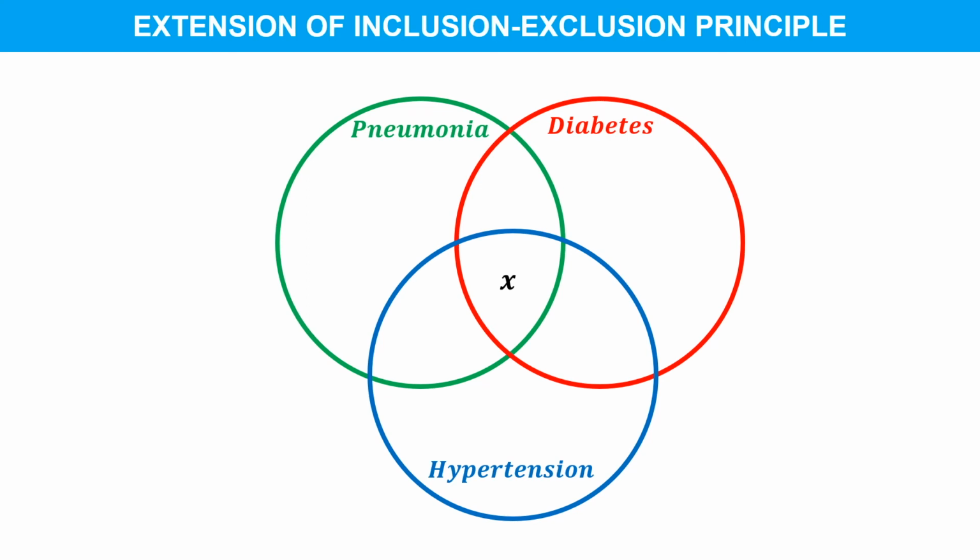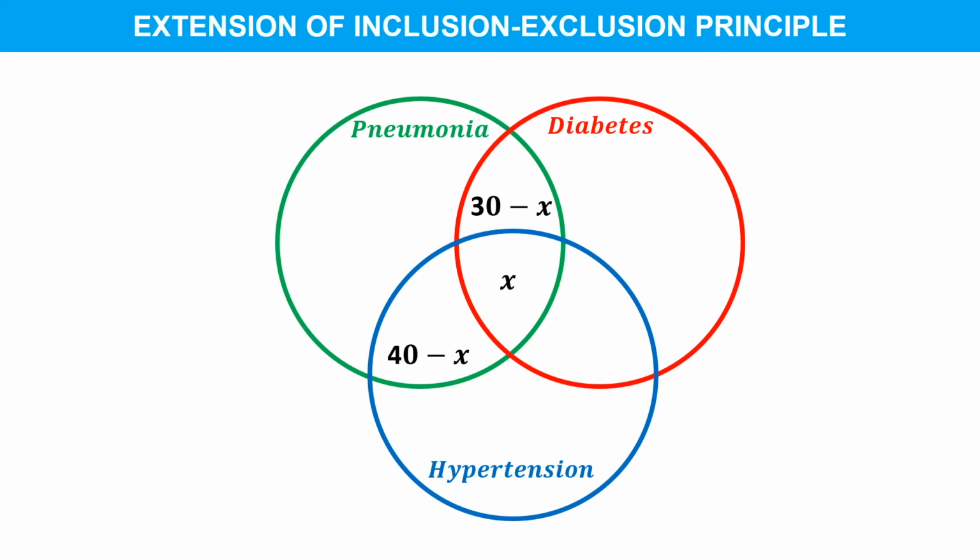Kabilang sa 30 na ito yung mga pasyente na may tatlong karamdaman. Kaya ibawas natin itong X sa 30 para di magdoble ang pagbilang sa kanila. 40 of the patients have both pneumonia and hypertension. Kabilang sa 40 na ito yung mga pasyente na may tatlong karamdaman. Kaya, ibawas natin itong X sa 40 para di magdoble ang pagbilang sa kanila.